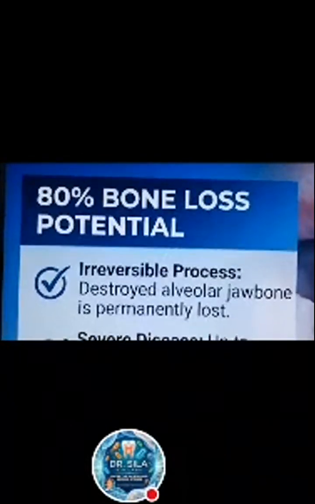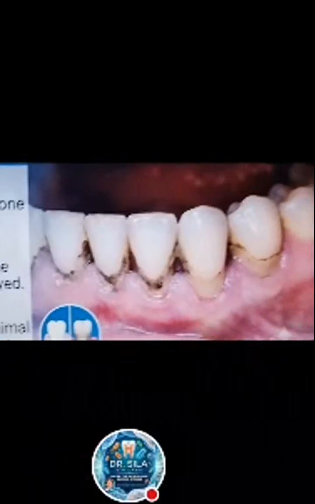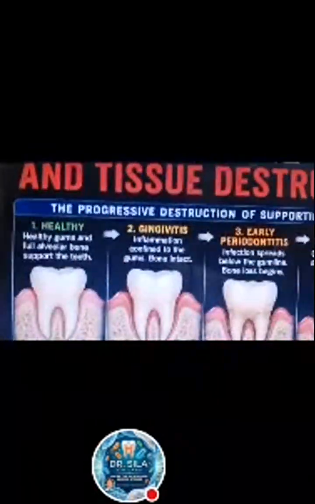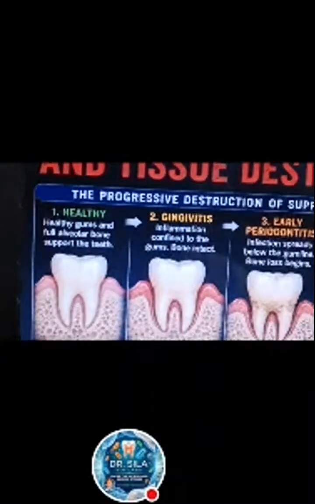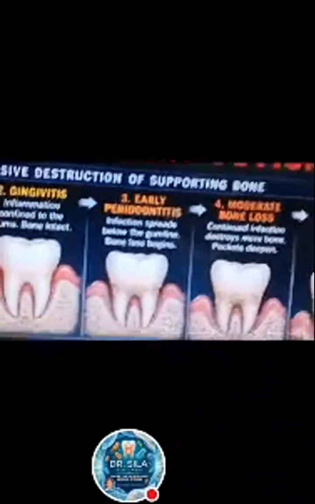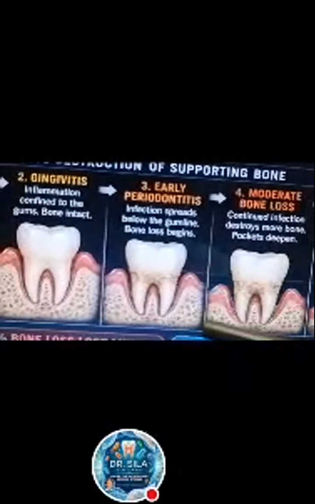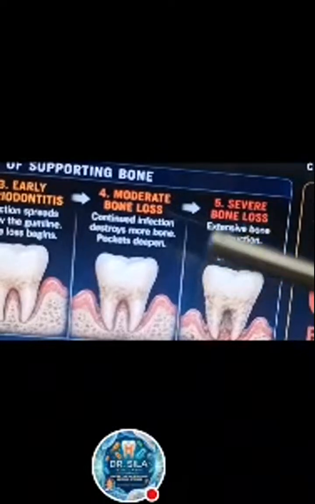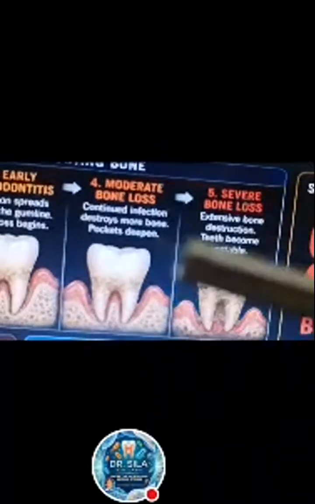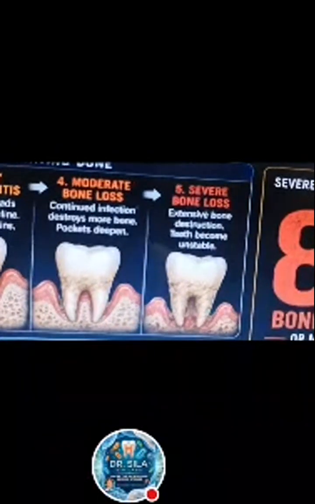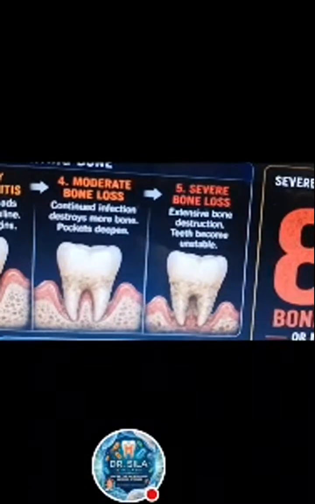Up to 80% of the bone can be lost, an irreversible process, with severe disease and root exposure. Alveolar bone loss and tissue destruction. Healthy teeth, healthy gums, and full alveolar bone support. Gingivitis: inflammation continues in the gums. Early periodontitis: below the gum line, bone loss begins. Moderate bone loss: continued infection destroys the bone, deepening the pockets. Severe bone loss: extensive bone destruction, teeth become unstable and then fall out.